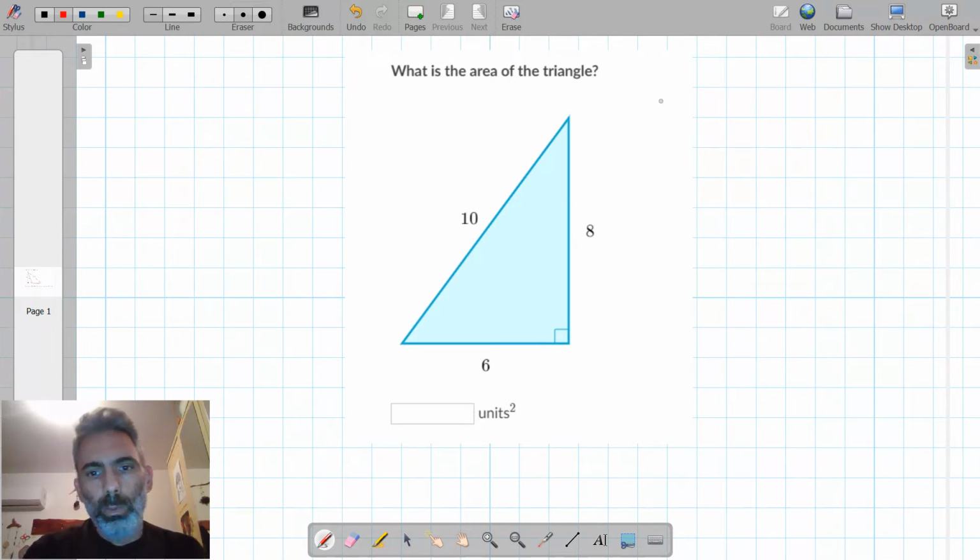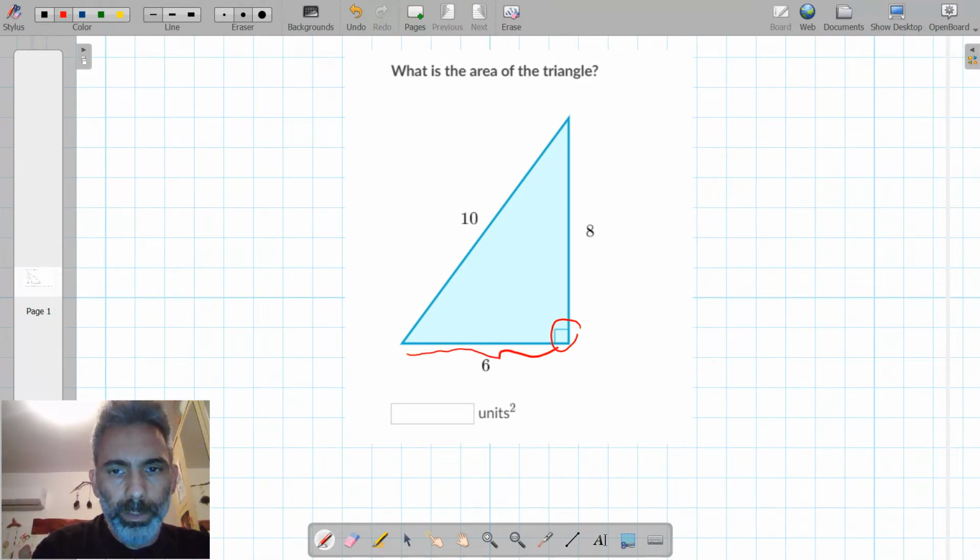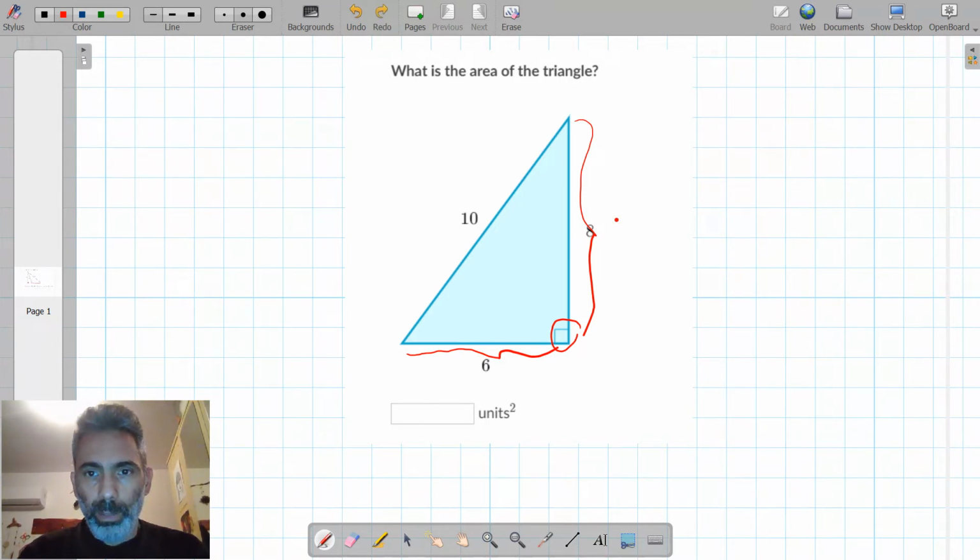Okay, so we see that the right triangle is here, so it means that this is the base and this is the height, or we can also see this is the base and this is the height. It's the same thing, and it won't affect the calculation of the area.